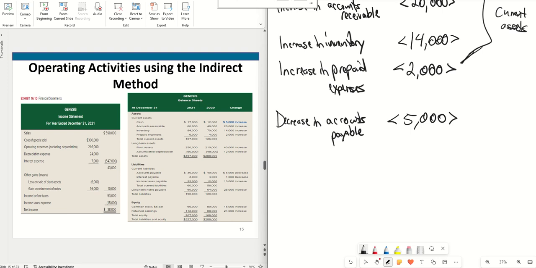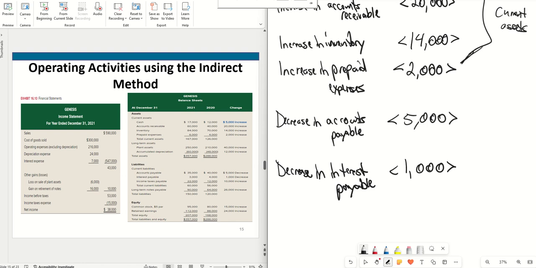Next, we have interest payable. And that's going to also be a decrease in interest payable. So we see that there's a decrease in interest payable from 4,000 to 3,000, similar to accounts payable. More cash went out to pay down that interest. Since more cash went out, we're going to have to decrease $1,000 from net income to get to the true cash balance.